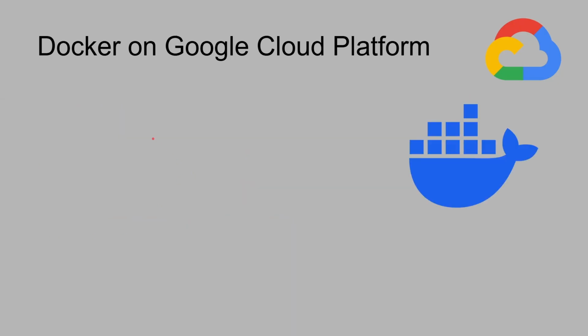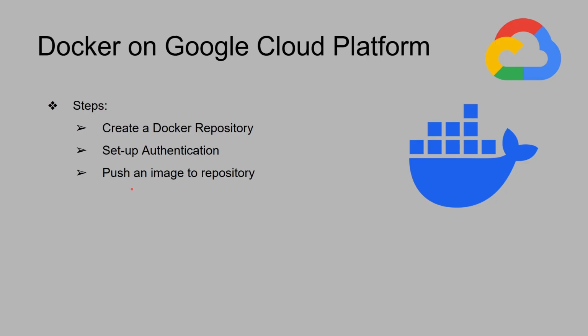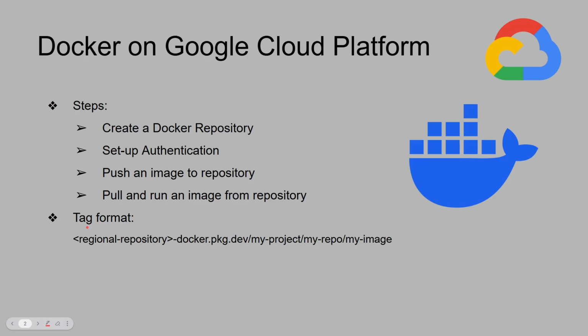So here are the steps to use Artifact Registry. First, we need to create a Docker repository, then set up authentication to push and pull images from the repository. And then we'll try to push an image to the repository, and then we'll try to pull and run an image from the repository.